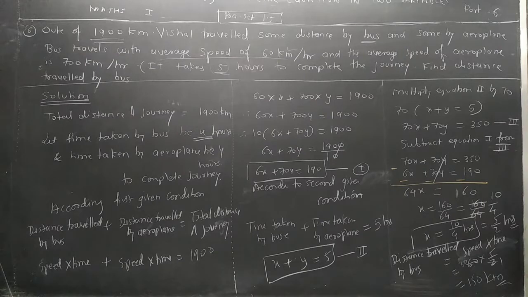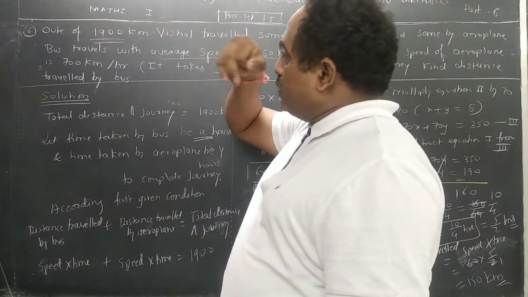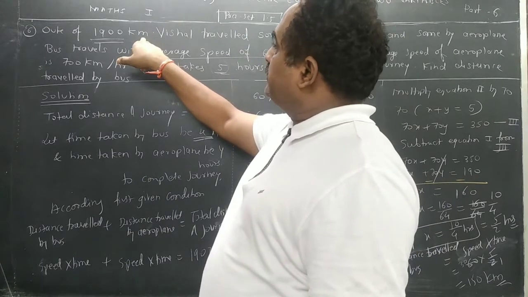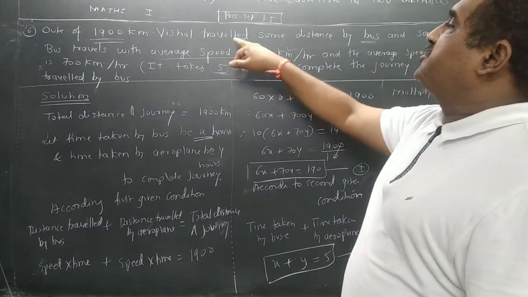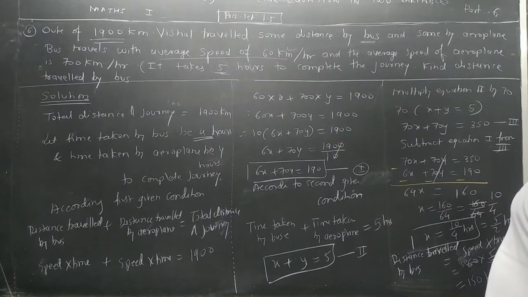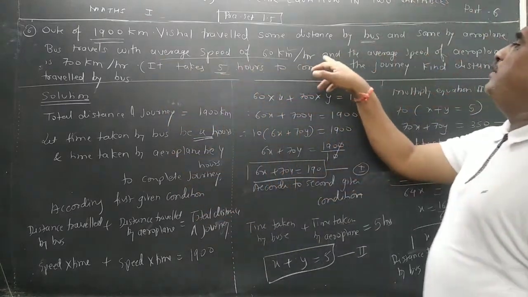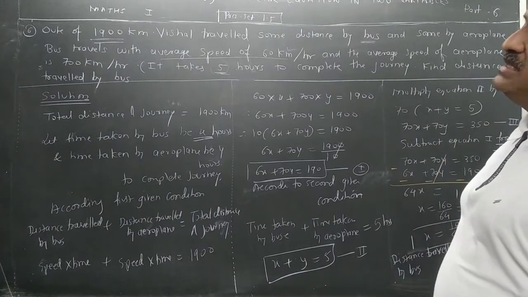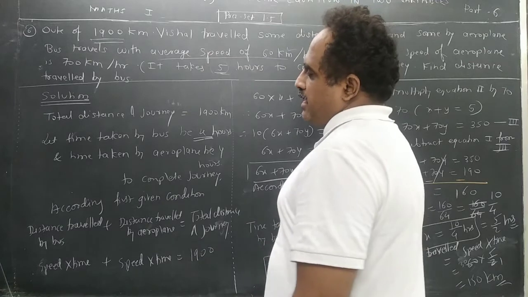You write the answer once again and put in proper box. This will be your final answer for this question. I'll repeat this question once again. Out of 1900 kilometer, means total distance of journey is 1900 kilometer. We shall travel some distance by bus and some distance by aeroplane. Correct? Bus travels with average speed of how much? 60 kilometer per hour. Average speed of aeroplane is how much? 700 kilometer per hour.